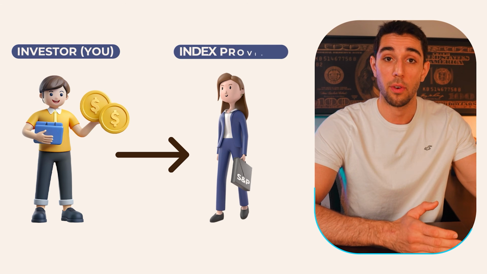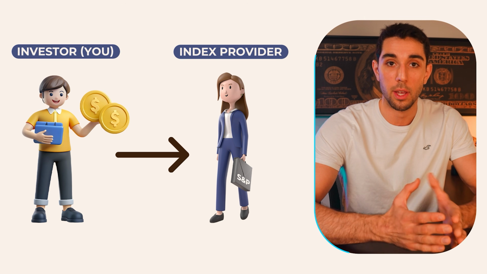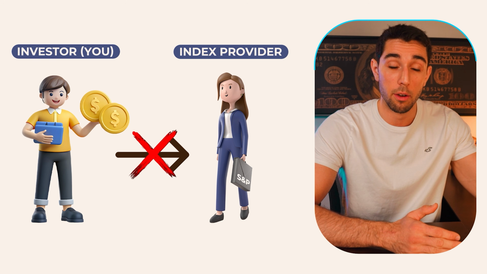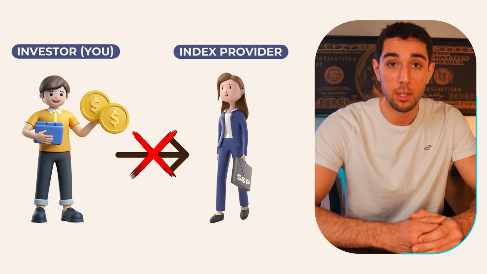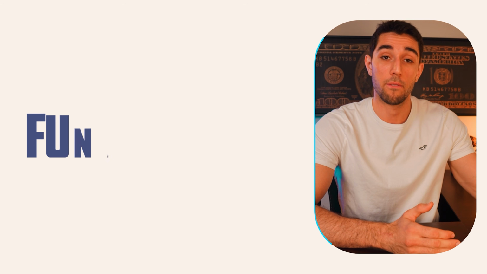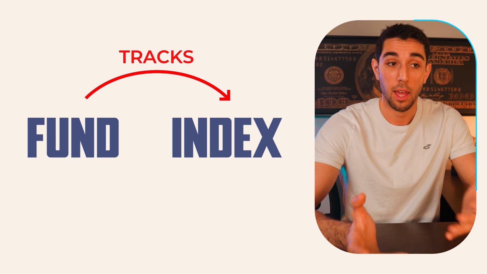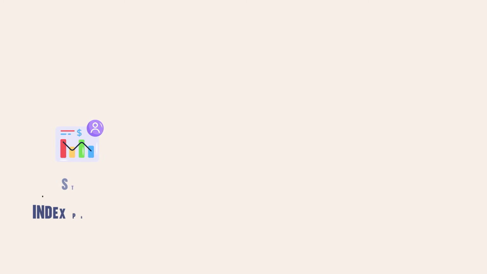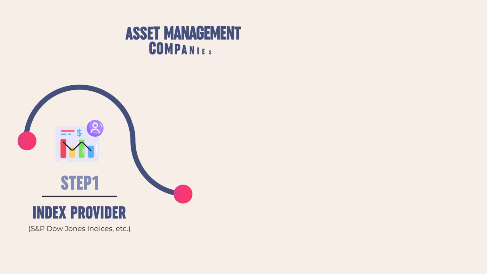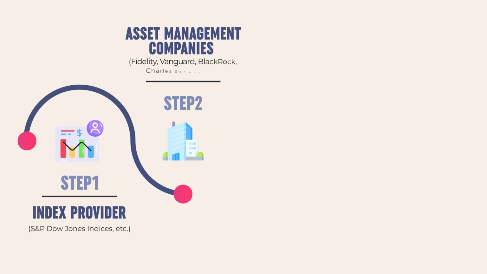I mention this because in order to purchase an index like the S&P 500, you as an investor cannot buy it directly from the index provider, in this case the S&P Dow Jones Indices. You would actually have to purchase a fund that tracks the index, hence the name index fund. And so the companies that offer index funds, mutual funds, and ETFs, they're all considered asset management companies. And ones that you may have heard of consist of Fidelity, Vanguard, BlackRock, or Charles Schwab, to name a few.